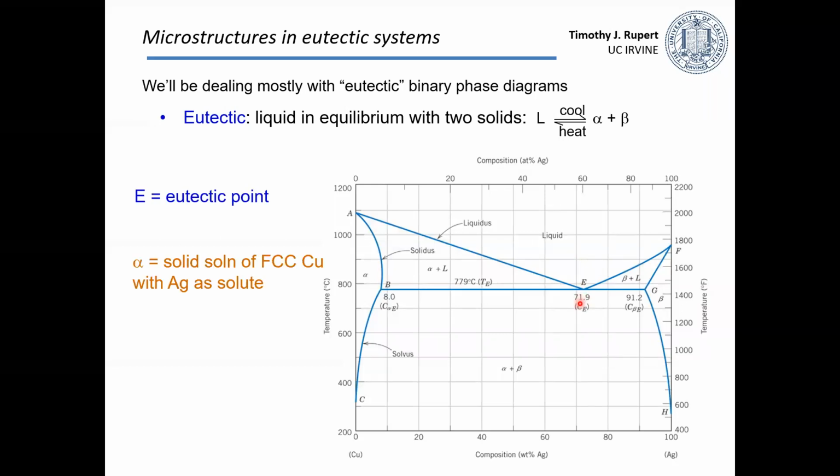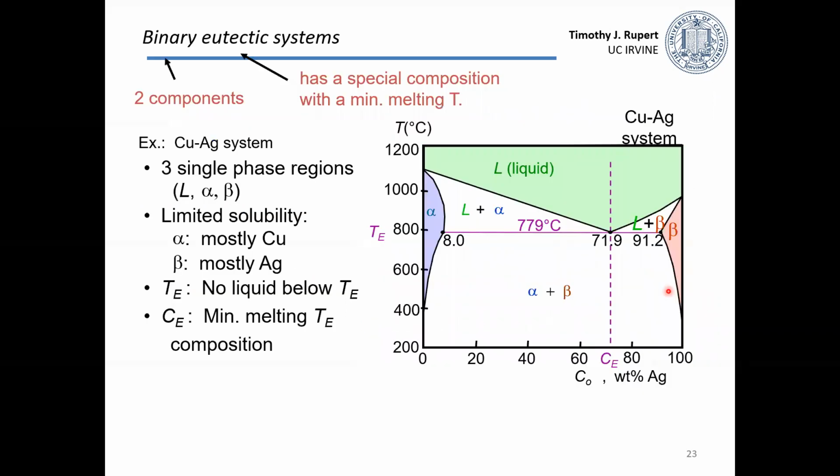And again, just a reminder that alpha is designated as an FCC phase of copper with maybe a little bit of the silver mixed in as a solute. The beta is a face-centered cubic silver with maybe a little bit of copper mixed in as a solute. So again, a binary eutectic means two components and has that special point where the liquid meets the two solids. You can think about this as the minimum melting point T, okay?